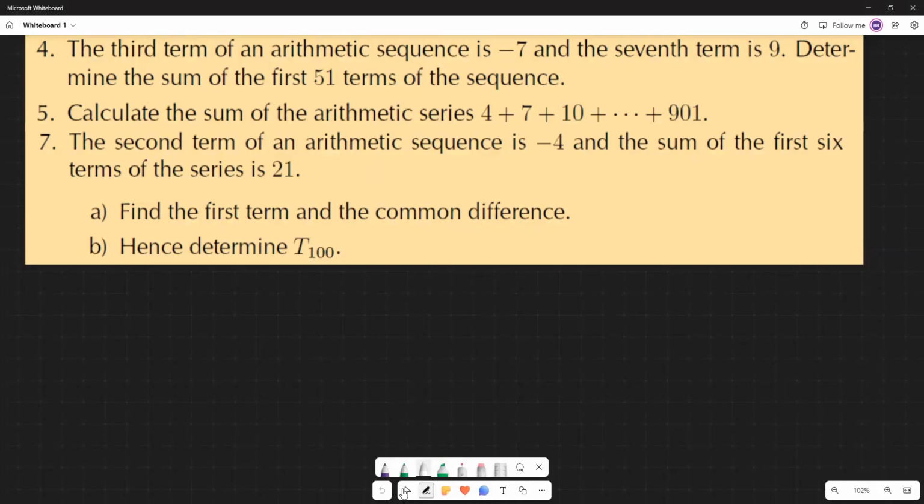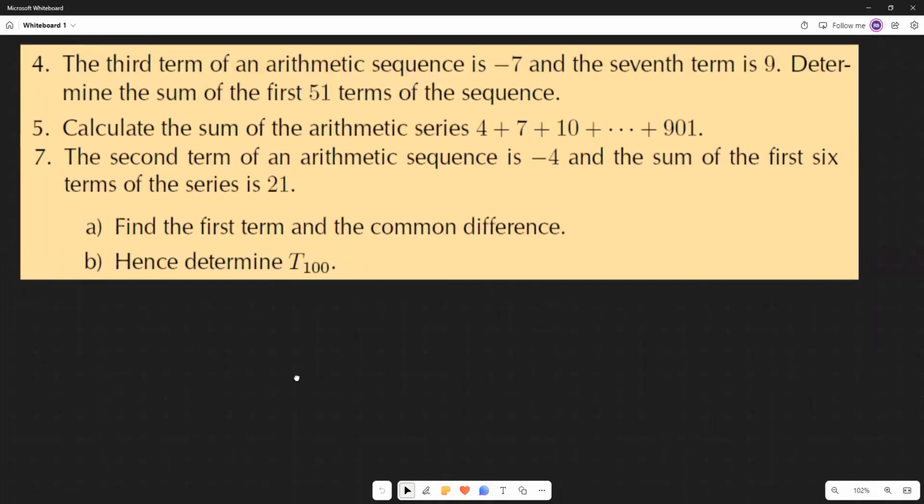In this video, we're going to be looking at the revision of our sequencing series for arithmetic or linear pattern.